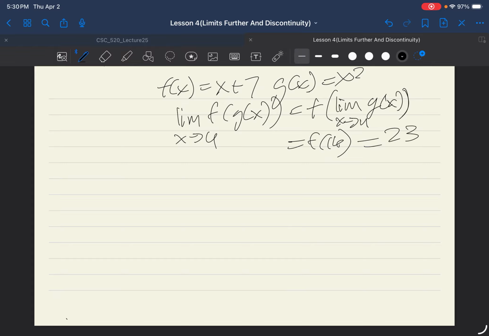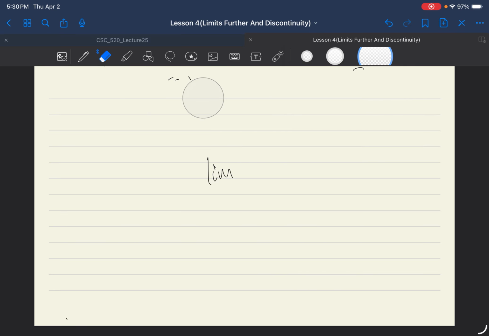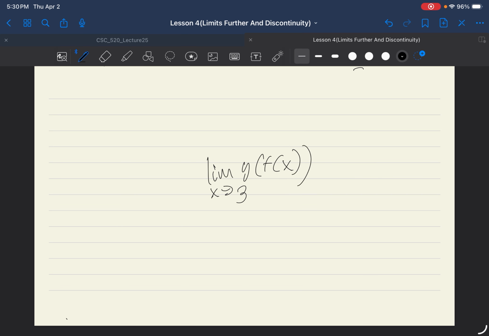And now I'll let you do one on your own. The limit as x approaches 3 of g of f of x. So we're switching these now. So remember, you do the same thing with f of x that we did with g of x earlier. All right. I'll give you 3 seconds. Pause the screen. Unpause when you're ready. 3, 2, 1. All right.